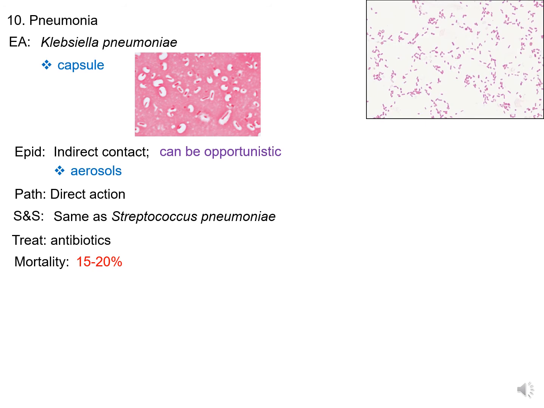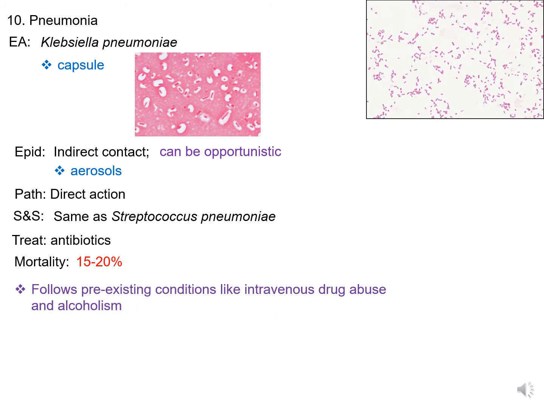First, immune compromised. Okay, that's what it goes after. Second is when it's an opportunist. What it affects are people that are intravenous drug users or alcoholics. And that's how it gets from the gut to the lungs.